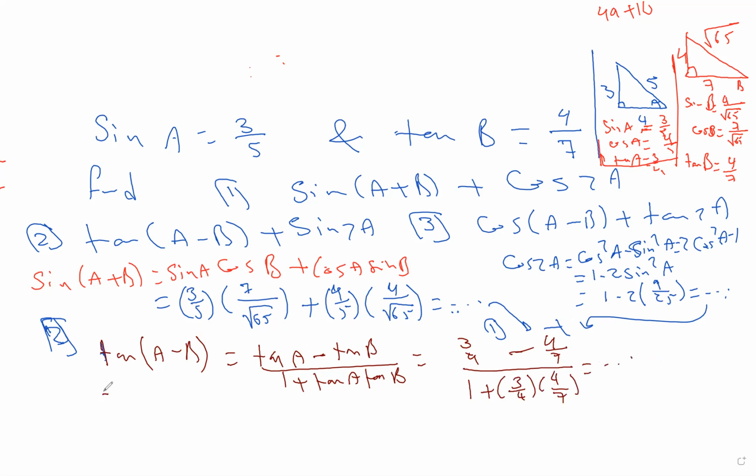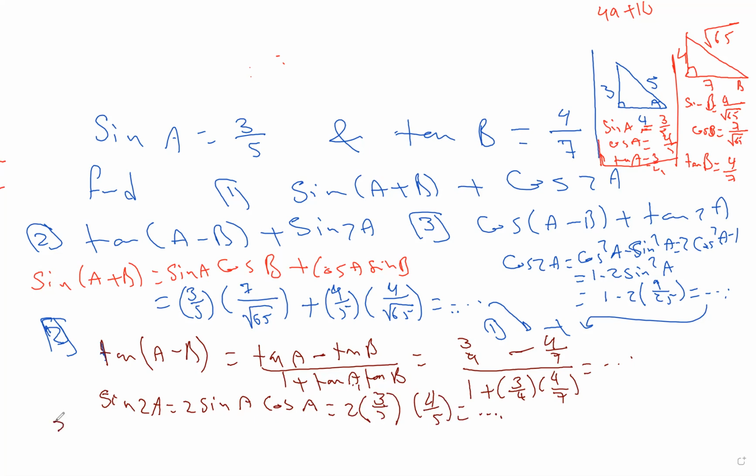And sine 2A equals 2 sine A cosine A, where sine A is 3 over 5 and cosine A is 4 over 5. And get the answers from both.